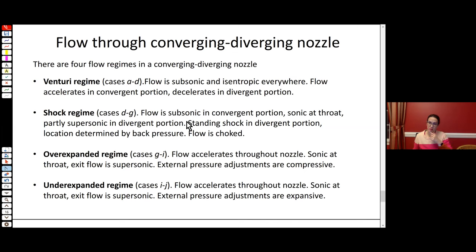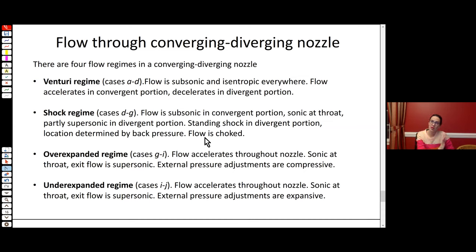In this regime, the flow is choked. And if you remember, that means that it doesn't matter how much more you drop the back pressure, you can't increase the flow rate through the nozzle. It's constant. And then we've got two other regimes, an overexpanded and underexpanded regime. These are basically the same. Flow accelerates throughout the nozzle, so it accelerates from zero to a Mach number of one at the throat and then continues to accelerate.